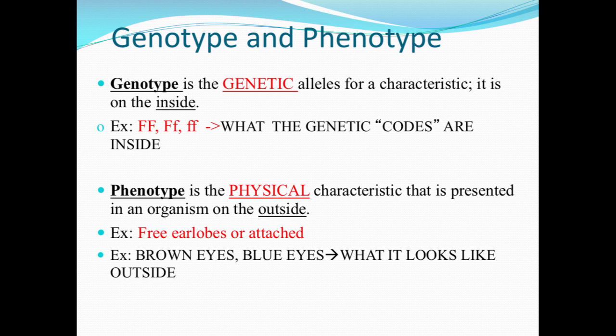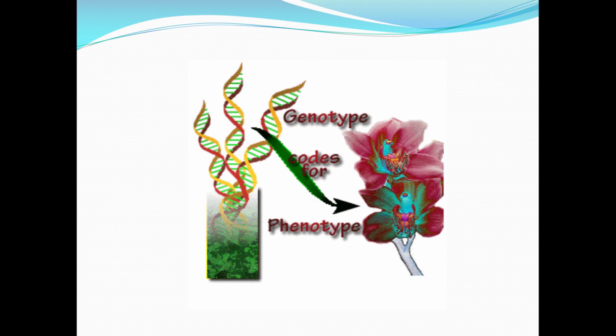Okay? So brown eyes, blue eyes. What does it look like? Phenotype. What is it coded for? How do we write it down with the letters? Genotype. Make sure you have this down. This is definitely going to be a test question at the end of the unit.